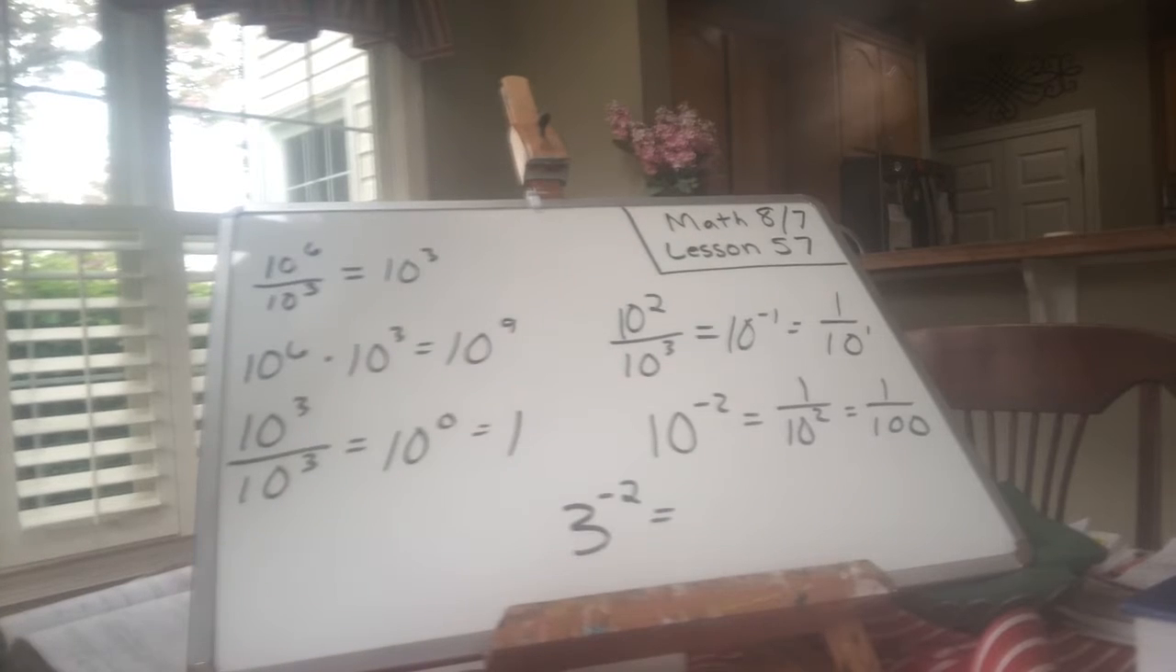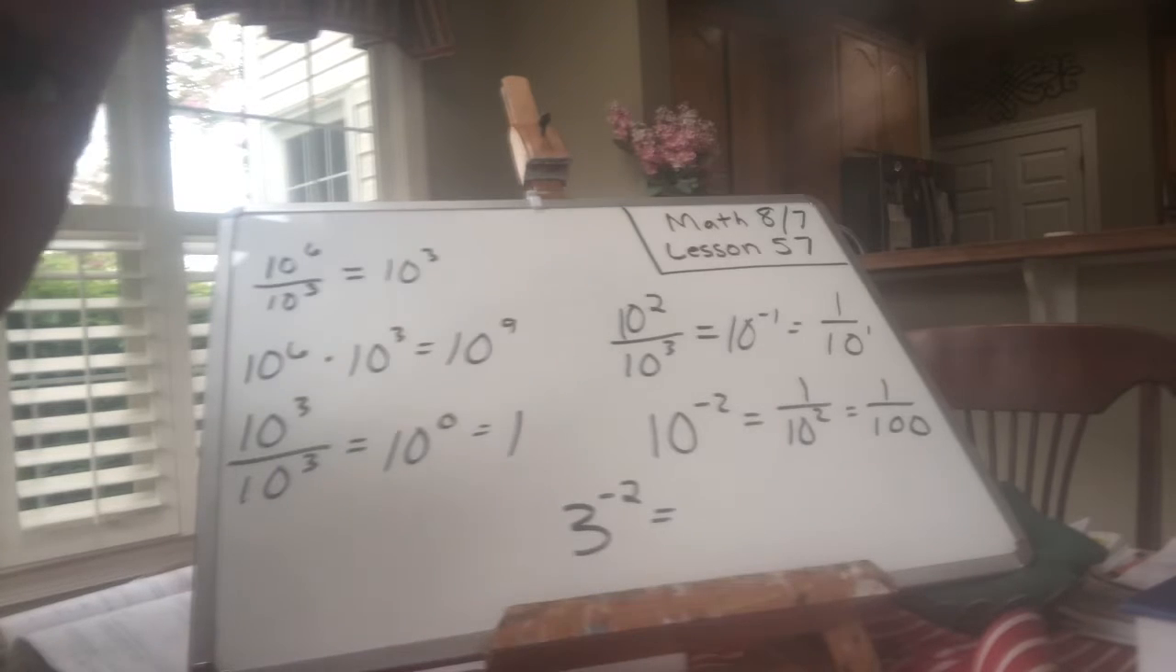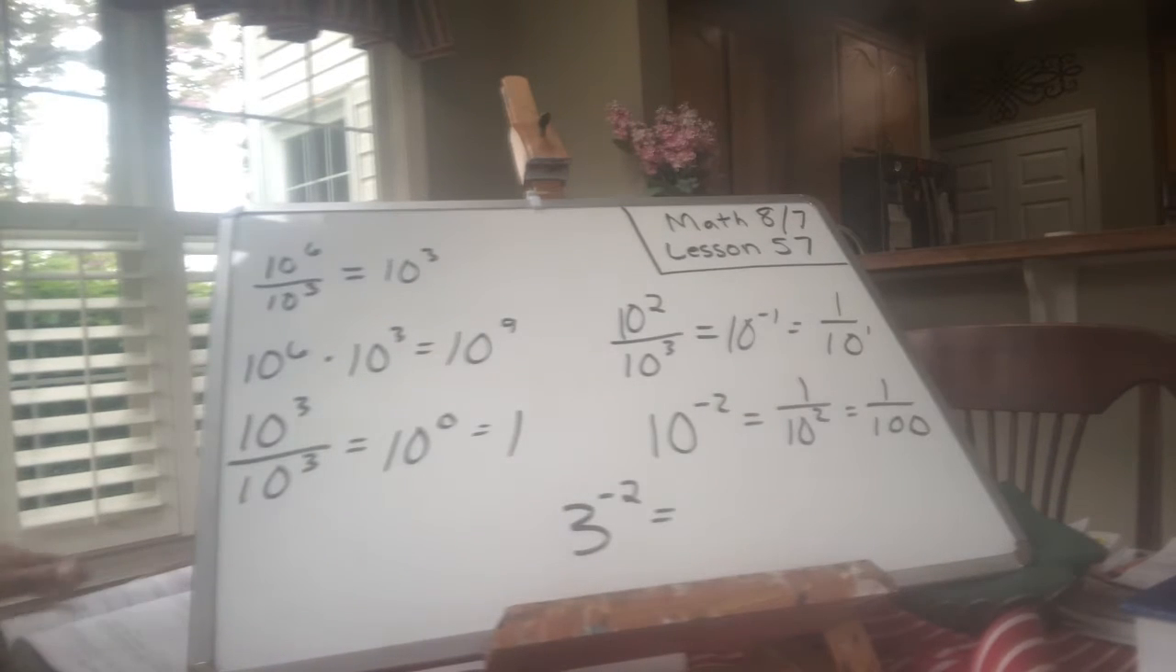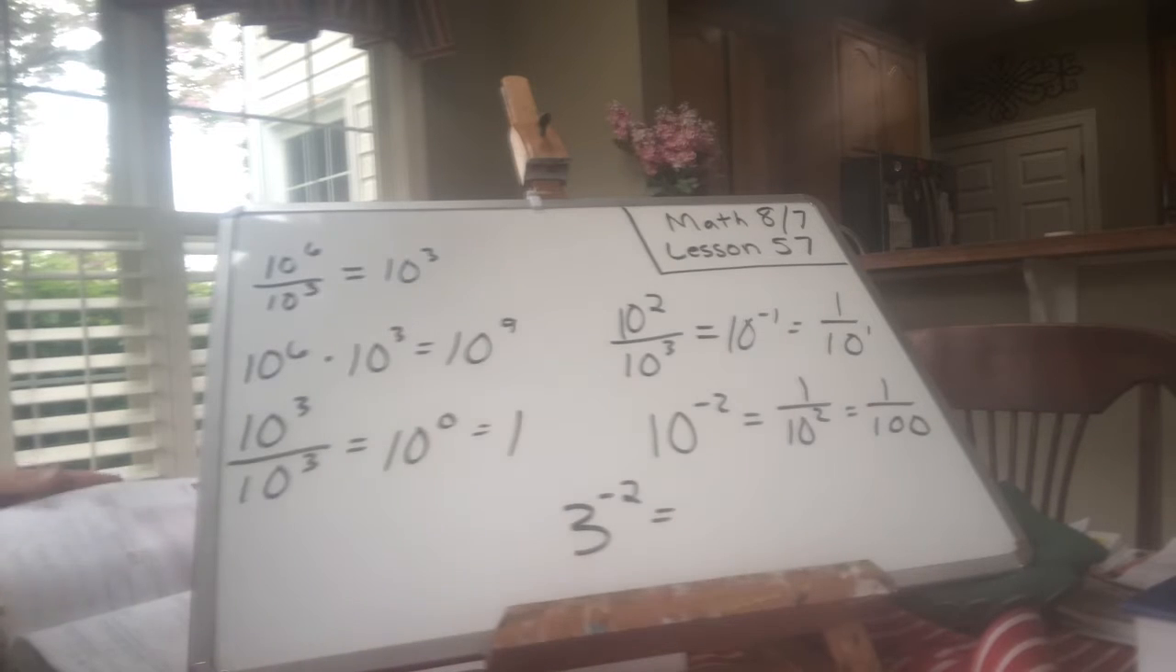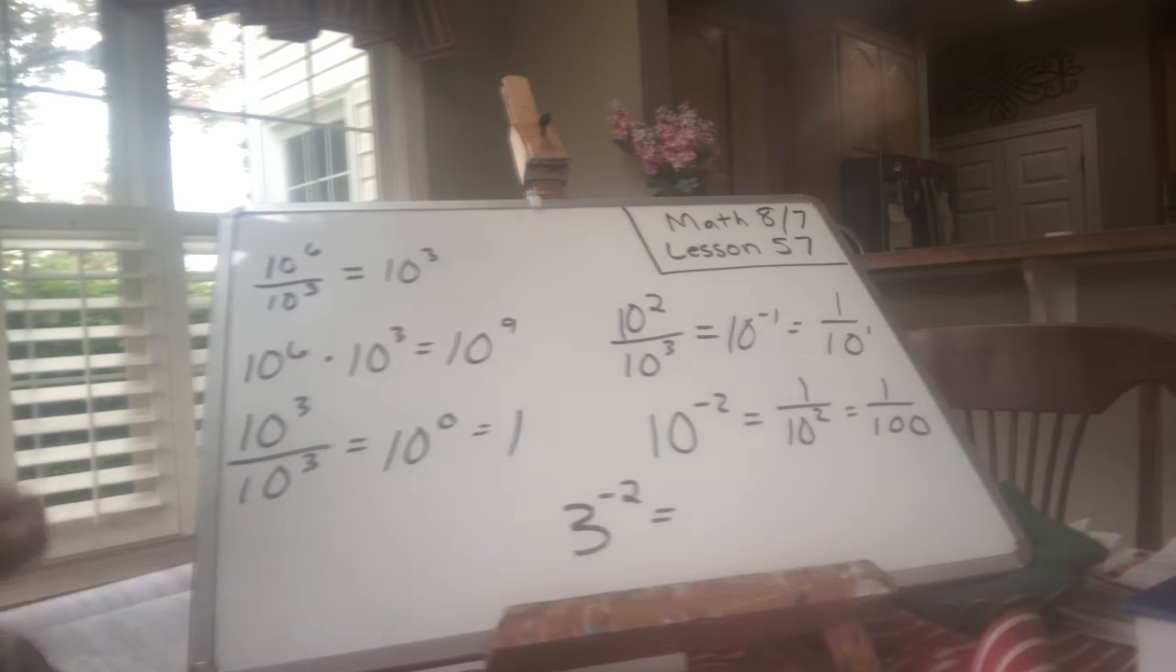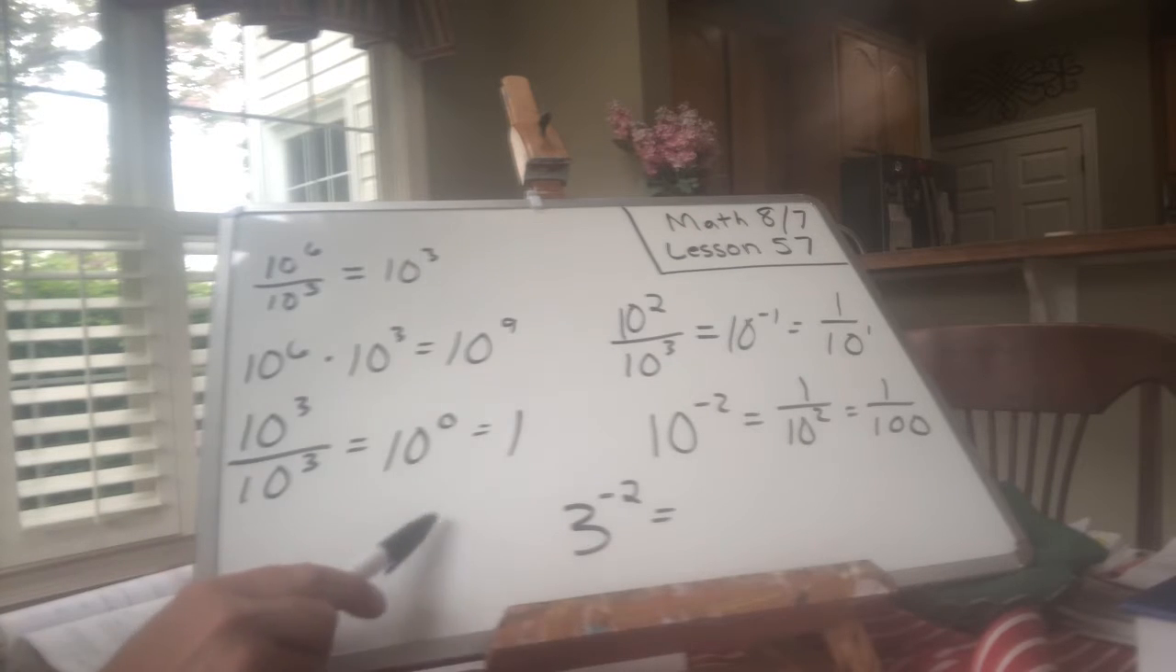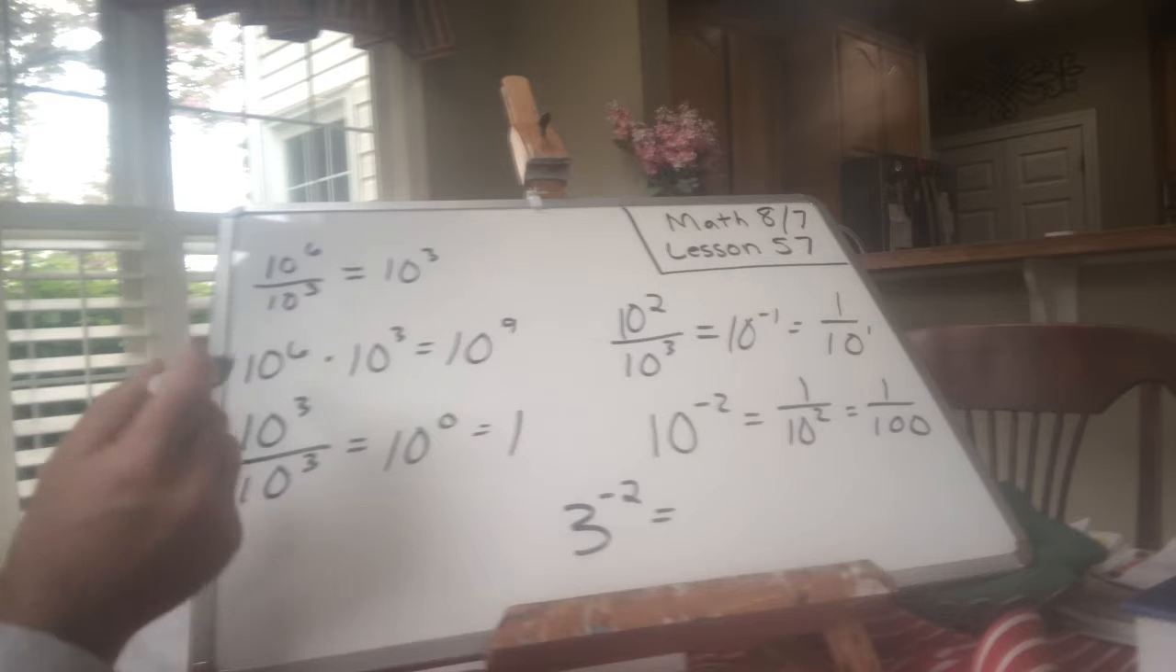It is April 28th, and we're going to be doing our next lesson, which is lesson 57. This lesson is on negative exponents and scientific notation for small numbers. Okay, I wrote up on the board right here some reminders.